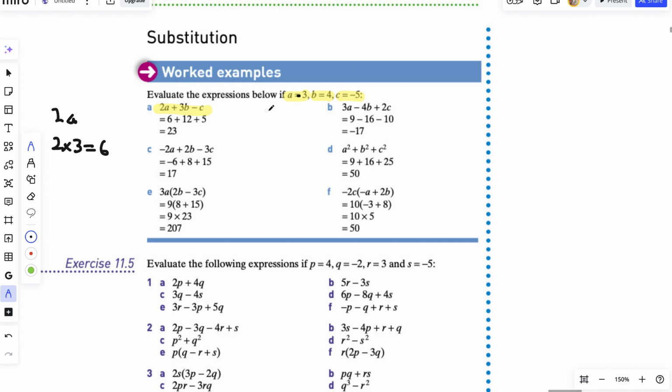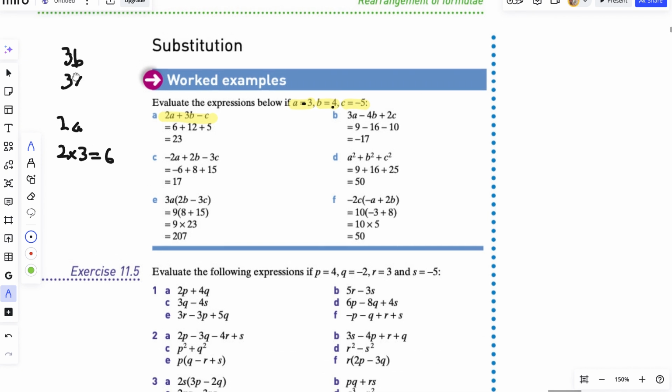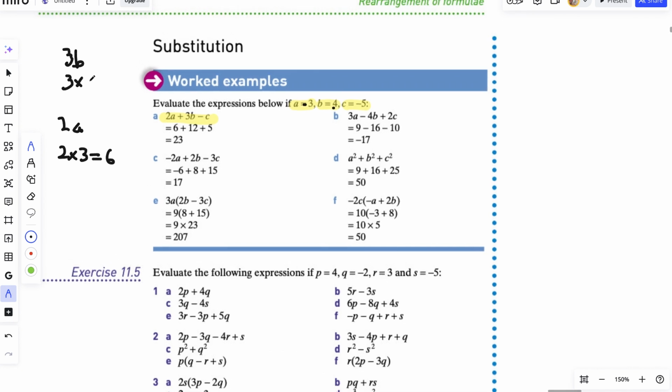Now 3b, remember the value of b. B is 4. So 3b means 3 times 4. B is 4, right? You always check. 3 times 4, you get 12. So you write it down. If it's plus, we write plus. If it's minus, we write minus. We check. What's the sign? It's plus. So that's how we write plus 12.